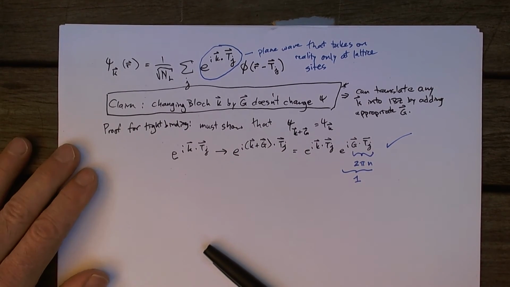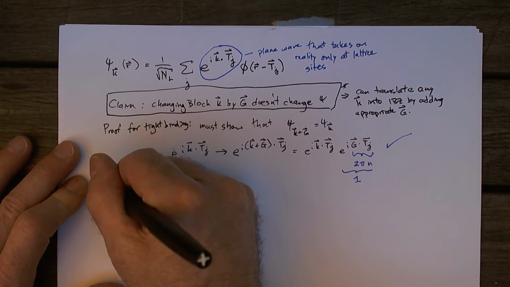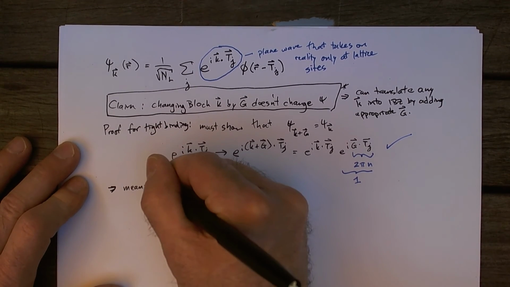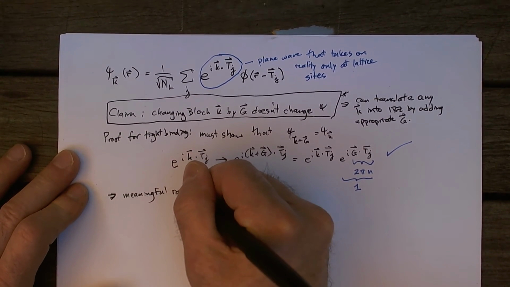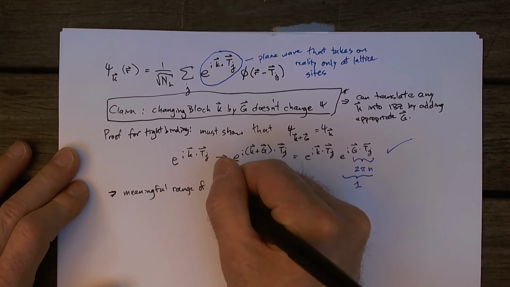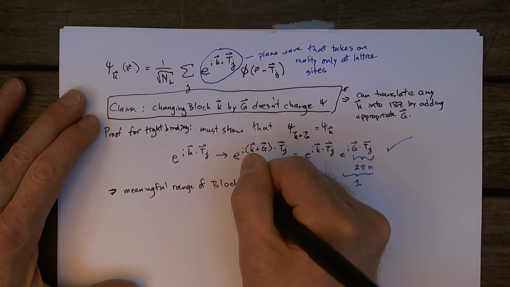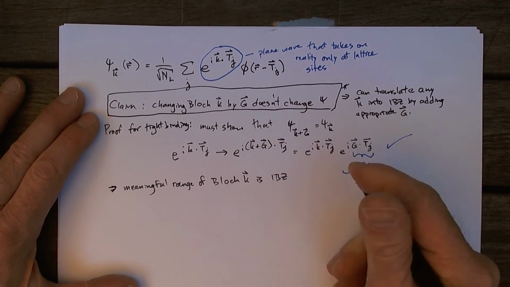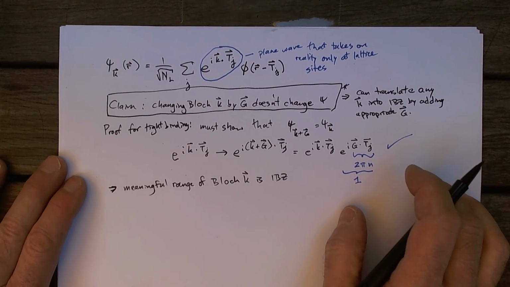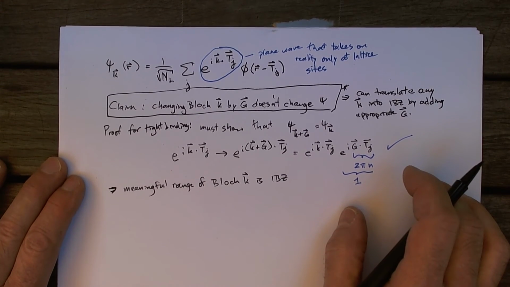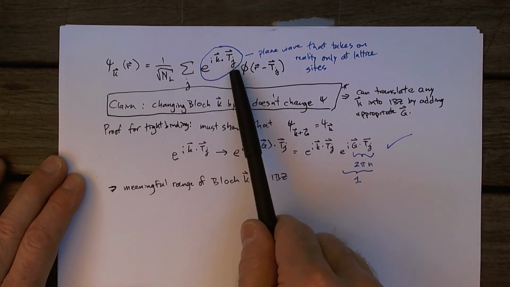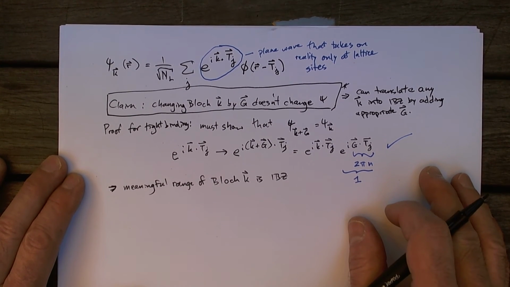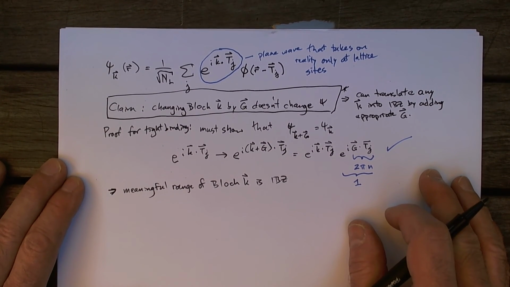So the conclusion of this is that the meaningful range of the Bloch wave vector k, the meaningful range of Bloch k, is the first Brillouin zone, just as is the case for phonons. And again, we have only proven that so far for the special case of the tight binding wave function, but we will eventually prove that for the more general case.